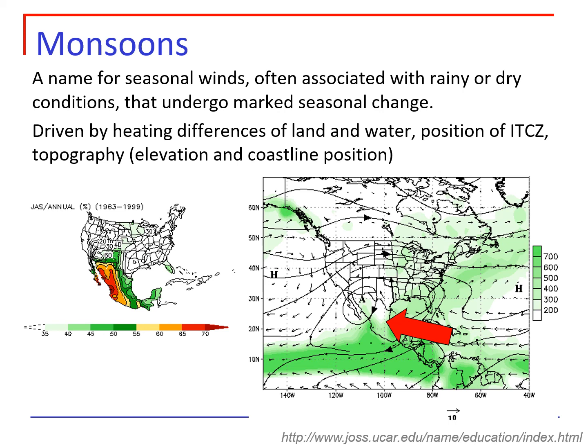The map on the left shows how much of the annual precipitation is monsoonal in these regions, upwards of 60%. The next slide is from Phoenix, Arizona, and gives you a sense of the intensity of the monsoonal rains.